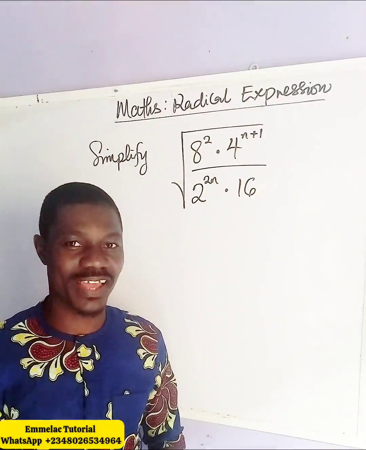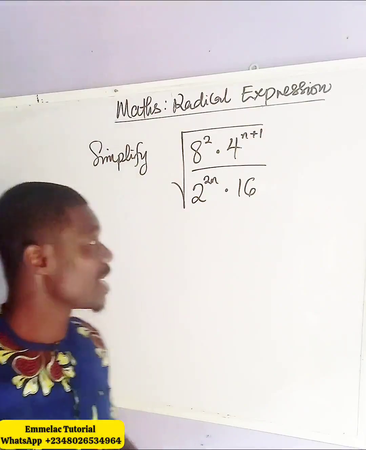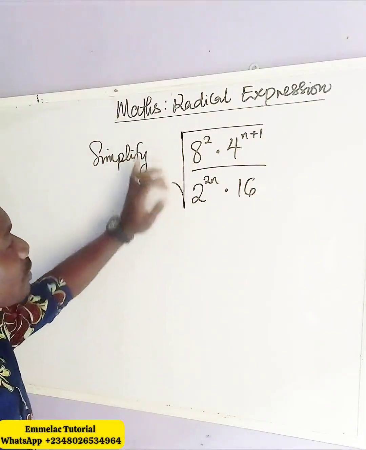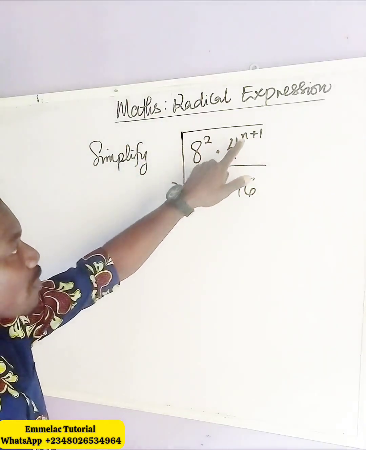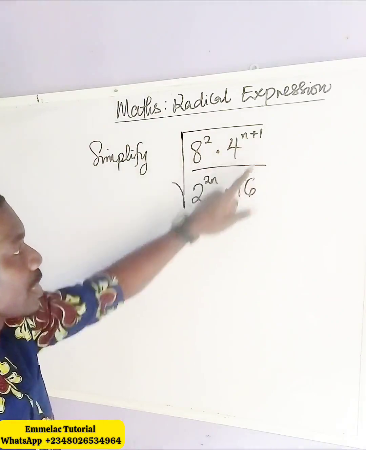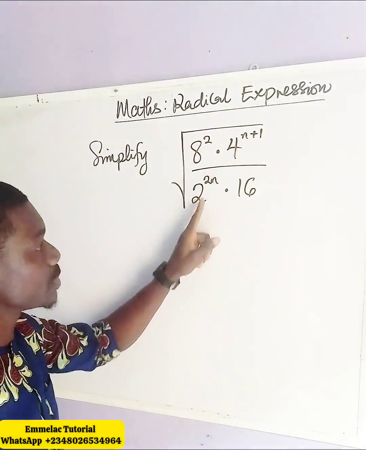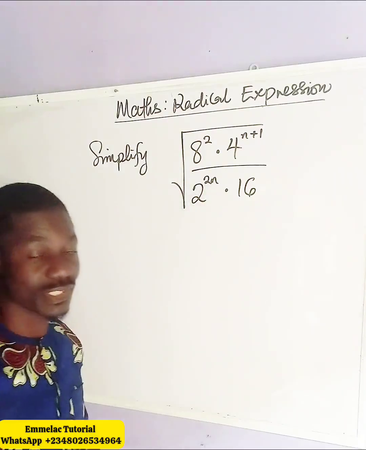Now let us simplify this expression on the board. It shows the square root of 8 raised to the power of 2 times 4 raised to the power of n plus 1, all divided by 2 raised to the power of 2n times 16.